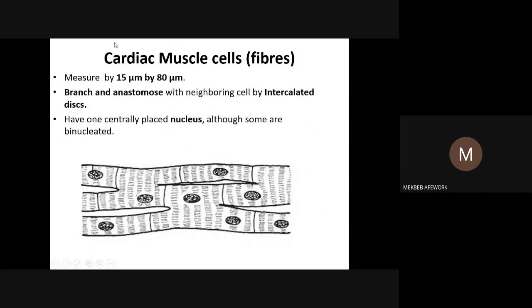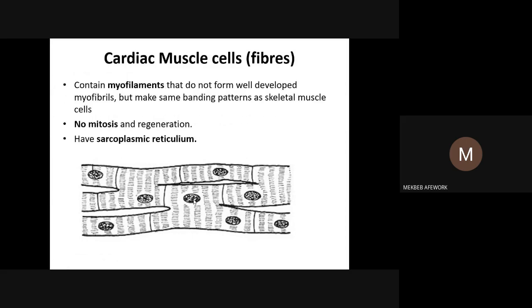They are smaller in size, 15 to 80 micrometer. So they are much smaller. They are cylindrical. They branch and anastomose. They are largely uninucleated, but at some stages you may find binucleated cardiac muscle cells. These are the basic differences. Their myofibrils are like those of skeletal muscle, but a little bit less developed. No mitosis, they are not able to regenerate.